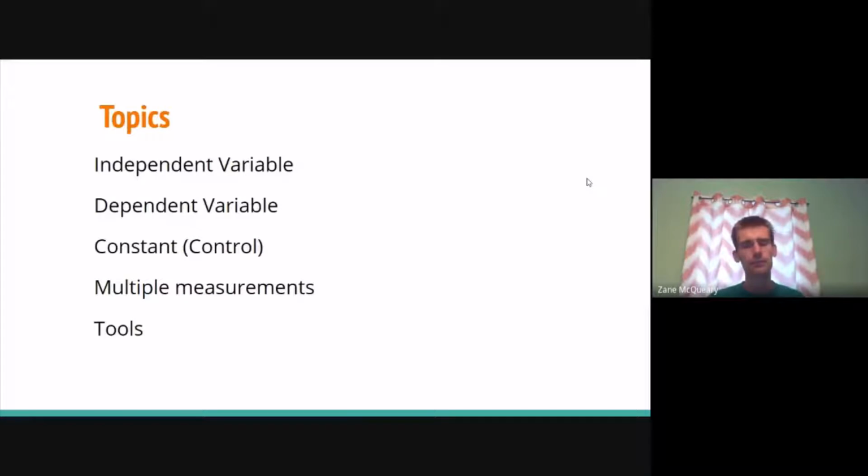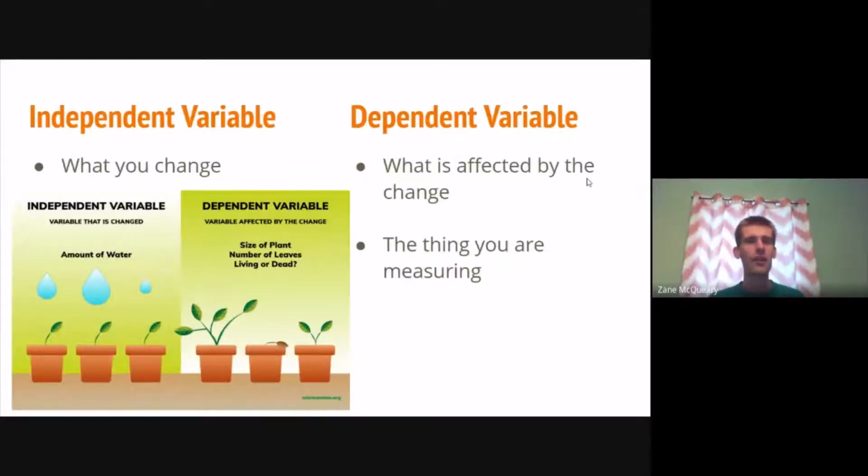All right. The first one, you've heard it 1,000 times: independent and dependent variable. Now, in the last video we discussed where an independent variable and a dependent variable go on a graph. Remember, the independent variable goes on the x-axis and the dependent variable goes on the y-axis. Okay? Now let's dive deeper into what those actually mean.